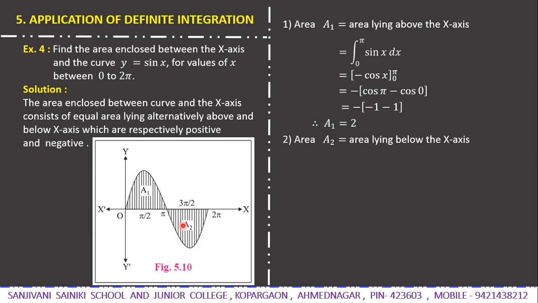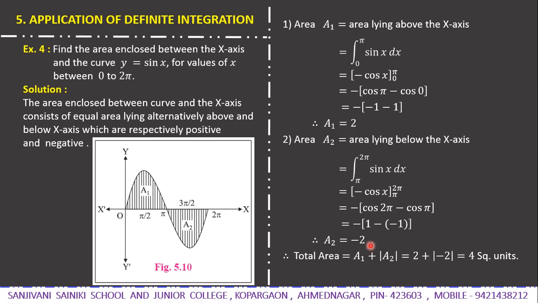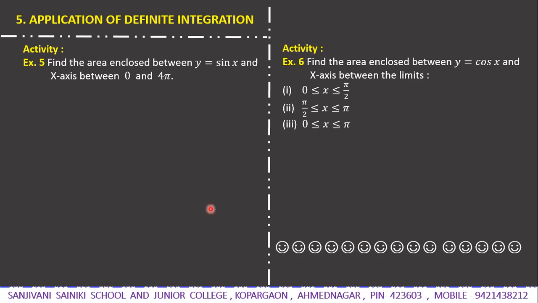Similarly, go for the negative area lying below the x-axis, pi to 2 pi sin x. Again integrate with respect to x and then put lower limit and upper limit, you will get a2 as minus 2. So the total area is a1 plus modulus of a2, that is 2 plus 2 is 4 square units. So this is the actual area of the curve sin x bounded by the x-axis between the two lines, x is equal to 0 to x is equal to 2 pi.